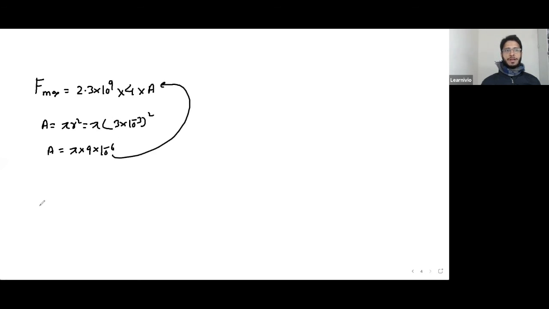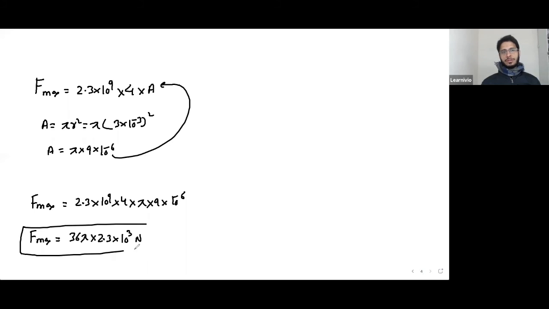If I substitute these values here, the maximum force that can be applied is 2.3 into 10 raised power 9 into 4 into pi into 9 into 10 raised to the power minus 6. So this maximum force comes out to be 36 pi into 2.3 into 10 raised to the power 3. So this is the maximum force that can be applied to the system. 36 pi into 2.3 into 10 raised to the power 3.